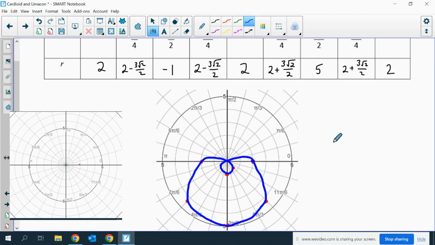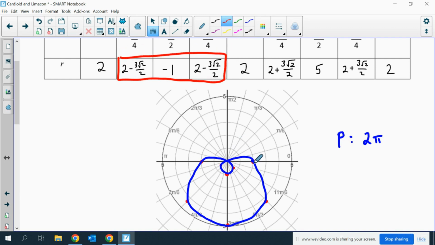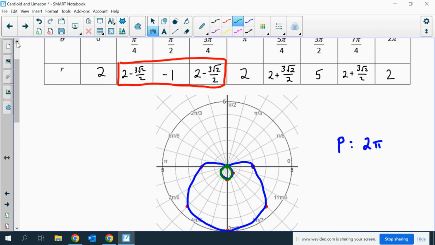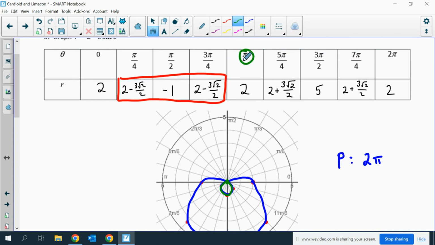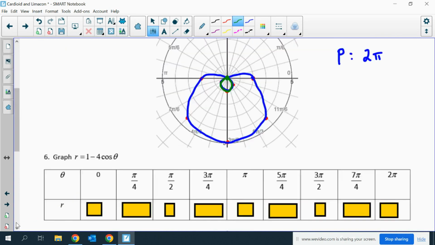So that's my Limacon. Again, the period is 2 pi because it would just keep repeating. Also notice my negative numbers are in here, so that means somewhere between 0 and pi over 4, I have to cross the pole. Then I have to cross the pole again in order to get back to pi being a positive number.